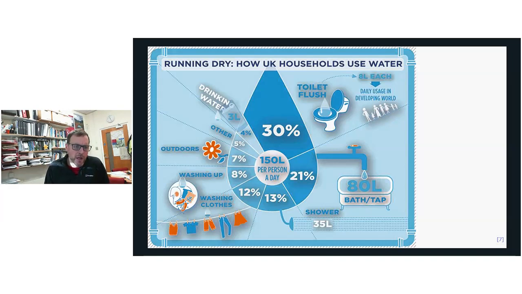Another interesting point here is that the average person is using 8 litres per day to flush their toilet, and that is the same as the daily usage in the developing world, which is quite an incredible statistic.